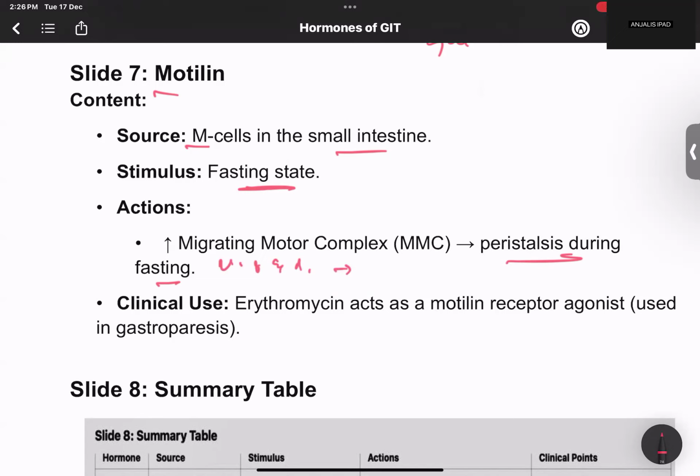Now, what is the clinical use? Erythromycin is a motilin receptor agonist, and it is used in gastroparesis to stimulate gastric motility.